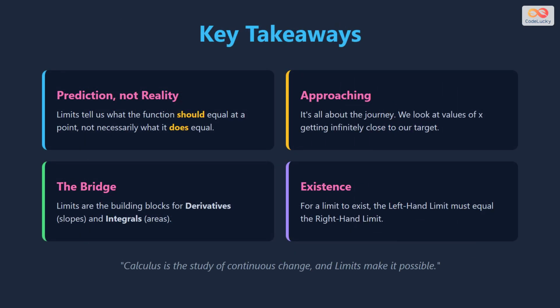To wrap up, remember that limits are about prediction, not reality. They describe the behavior of a function as it approaches a point. This concept bridges the gap between static algebra and dynamic calculus. By ensuring the left and right approaches match, we can define continuity, slopes, and areas precisely. You have now taken your first step into the foundation of higher mathematics.